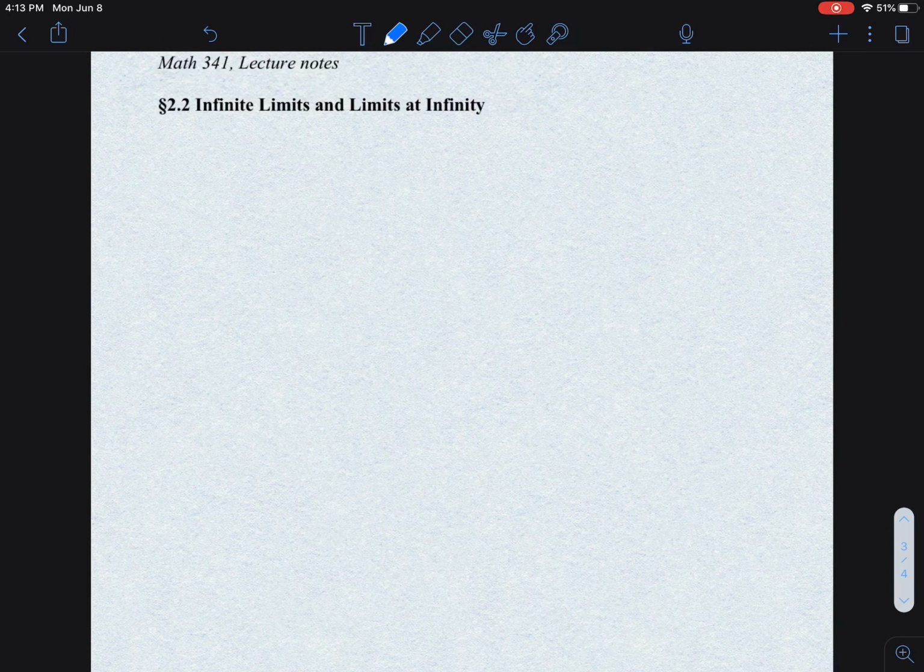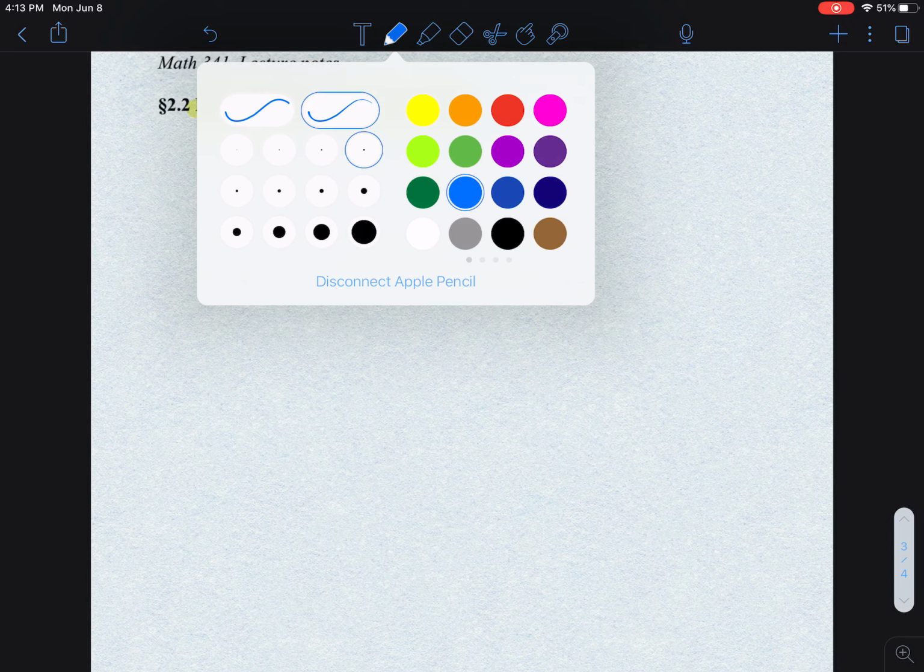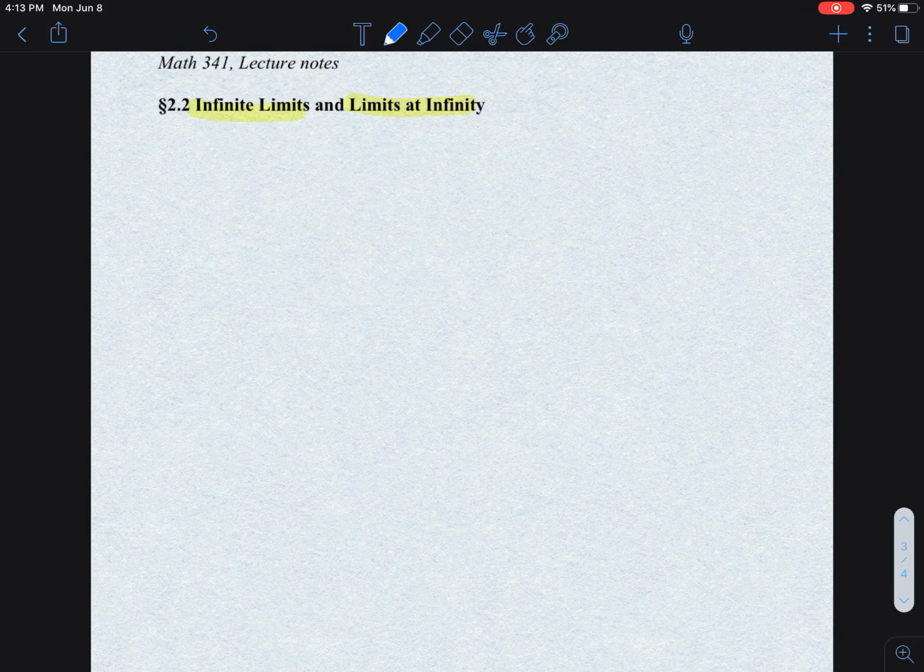Alright, welcome back guys. So in this lesson, we're gonna explore more on the limits concept by looking at the two types of limits we have. We have infinite limits and we have limits at infinity. To get started with these two types of limits, let's look at an example.